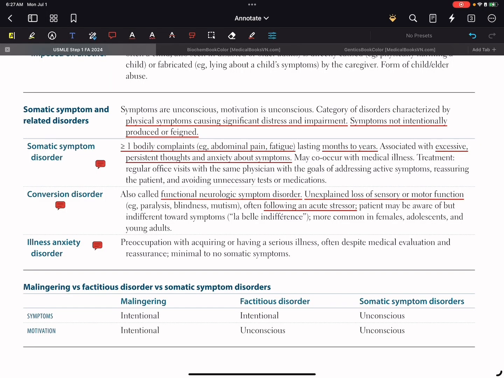Somatic symptom disorder is a category of disorders characterized by physical symptoms causing significant distress or impairment. Symptoms are not intentionally produced or feigned. So somatic symptom disorder: more than one bodily complaint, abdominal pain, fatigue, lasting months, associated with excessive persistent thoughts and anxiety about symptoms. The patient will come to the hospital saying, I have nausea and vomiting, headache and abdominal pain and all of that.